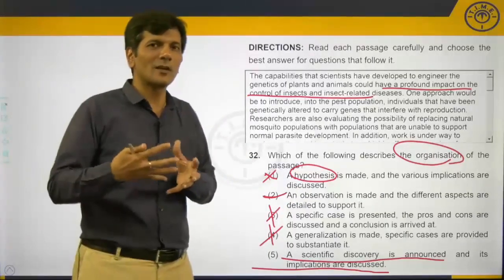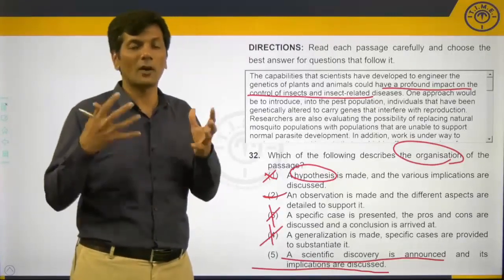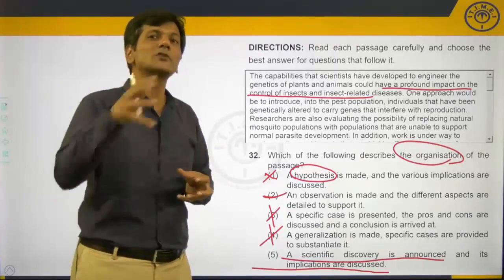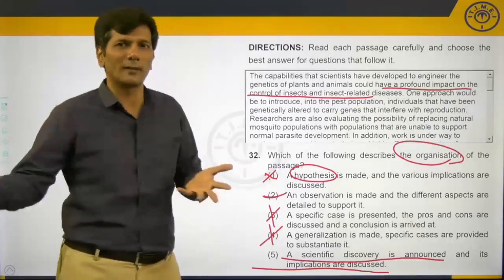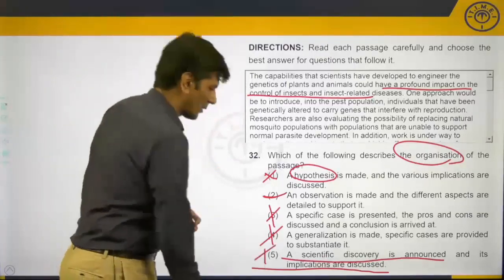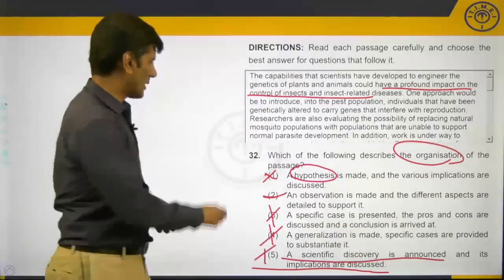But the author does not talk about implications of the scientific research. He only talks about the different types of methods that researchers have been developing and what works where. So, though this is a very close choice in the first part, the second part makes it incorrect. So, your best pick is choice 2.